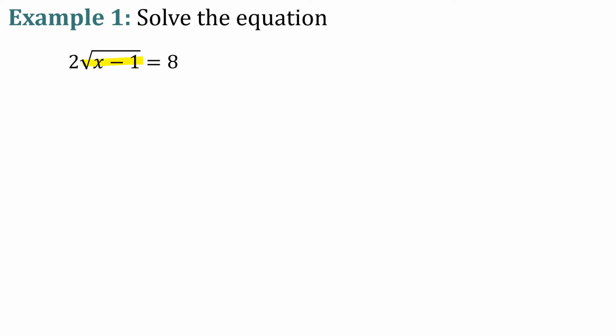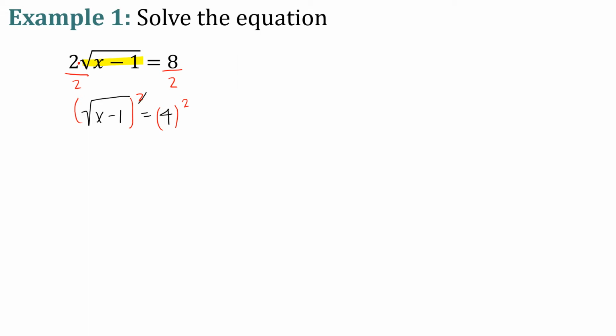To achieve this, in this case we have a 2 out front, 2 times the radical. So we need to divide both sides by 2. And so now we have the square root of x minus 1 equals 4. Now the inverse of square rooting something is to square it. So we're going to square both sides because our rules for equations still apply. What we do to one side we must do to the other.